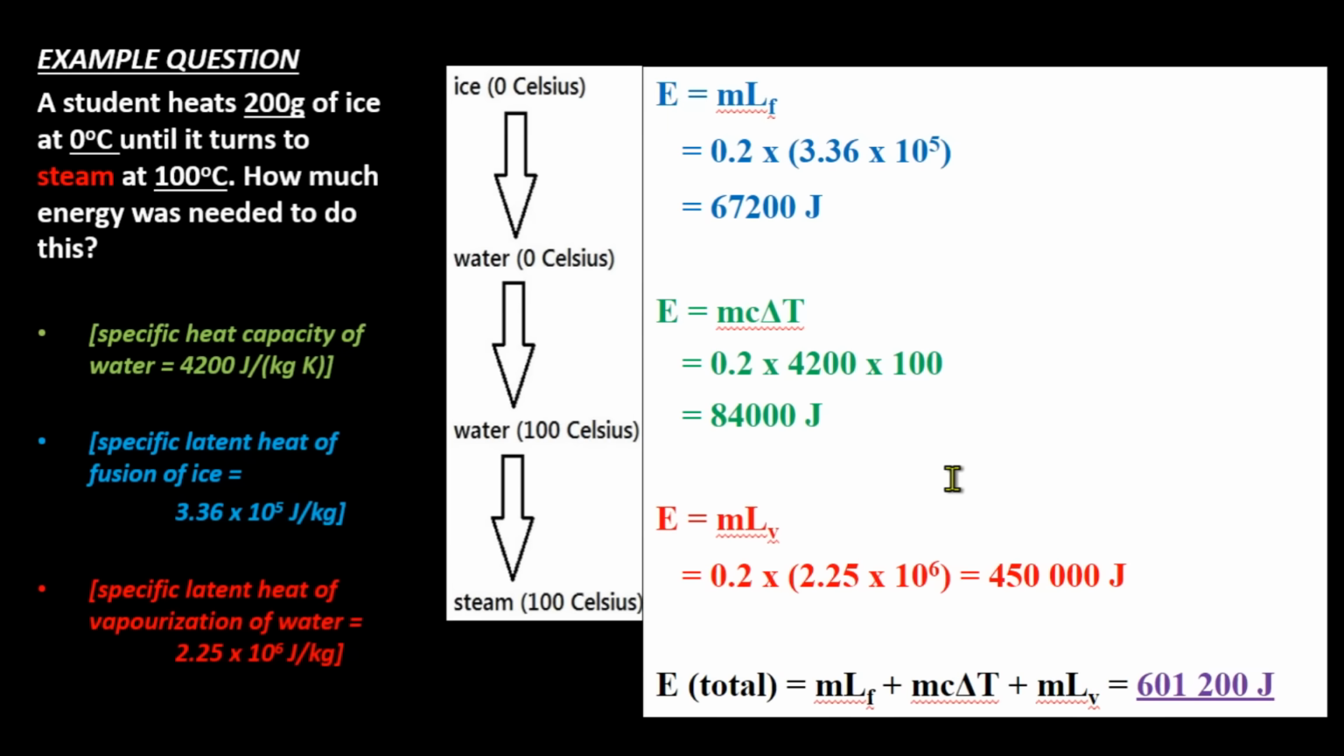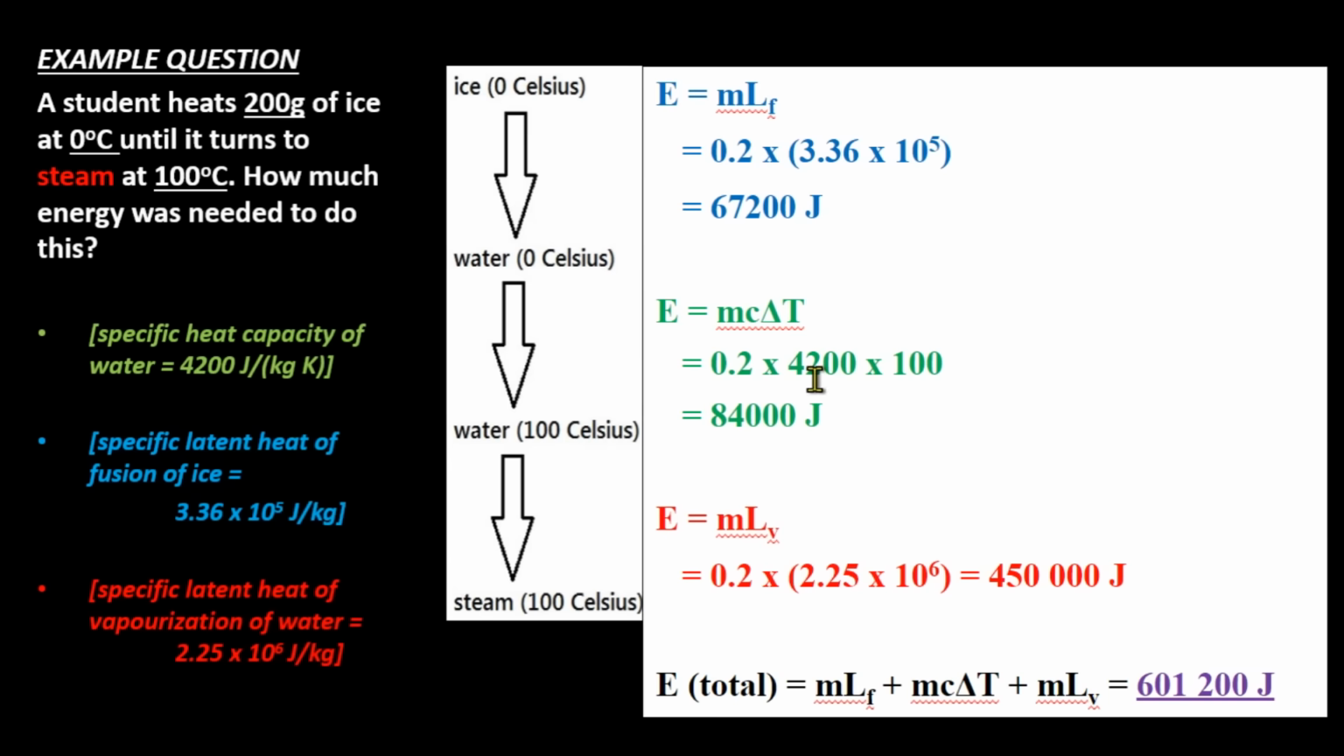So everything here is color coded according to the constants. For the first one, to melt the ice, we're going to use E = mL_F. The mass, we're going to convert 200 grams to 0.2 kilograms, so 0.2 times the constant given here is going to be 67,200 joules.